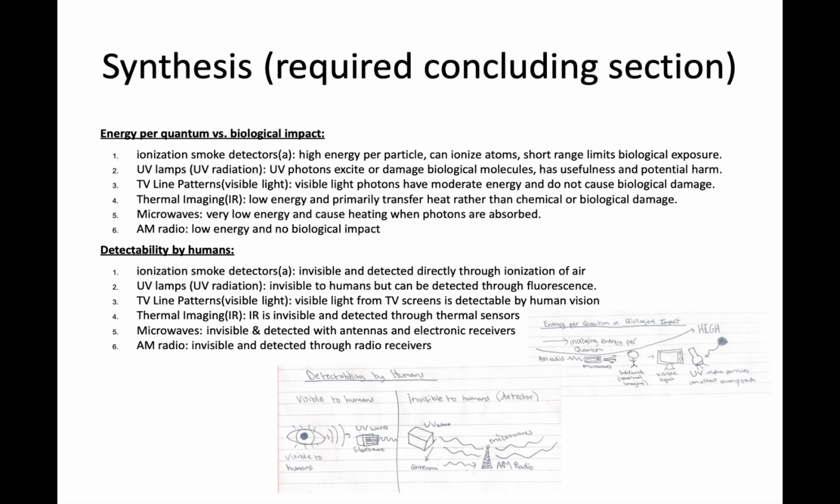For detectability by humans, ionization smoke detectors are invisible but detected directly through ionization of air. UV radiation is invisible to humans but can be detected through fluorescence. TV line patterns produce visible light that's detectable by human vision. Thermal imaging uses infrared, which is invisible and detected through thermal sensors. Microwaves are invisible and detected with antennas and electronic receivers. An AM radio is invisible and detected through radio receivers.